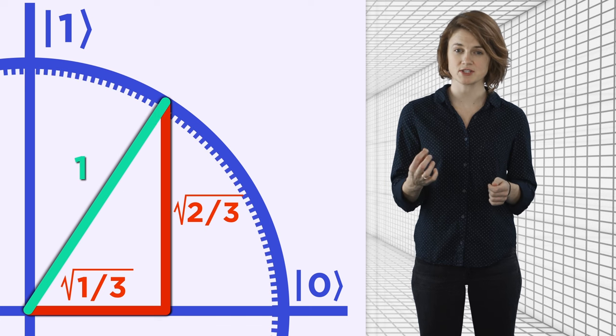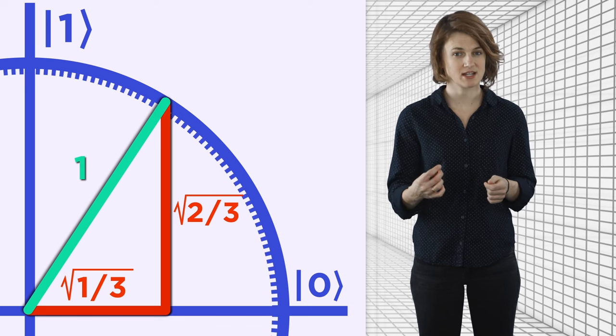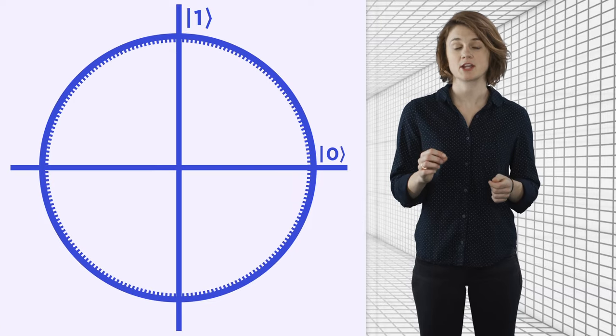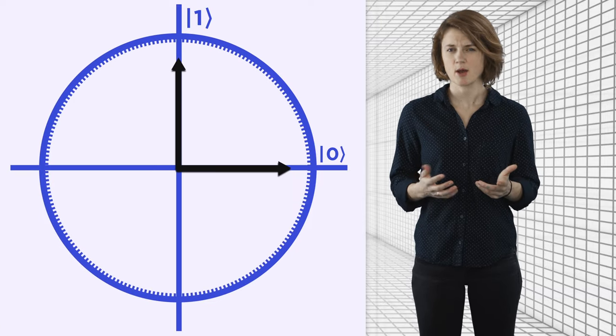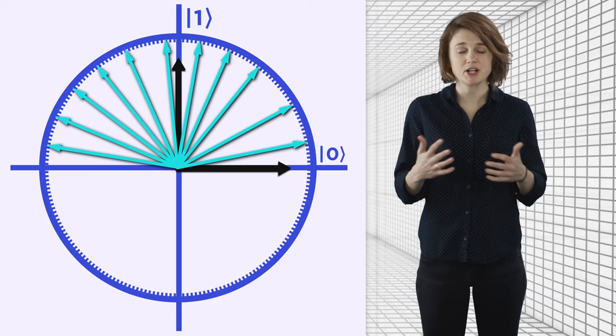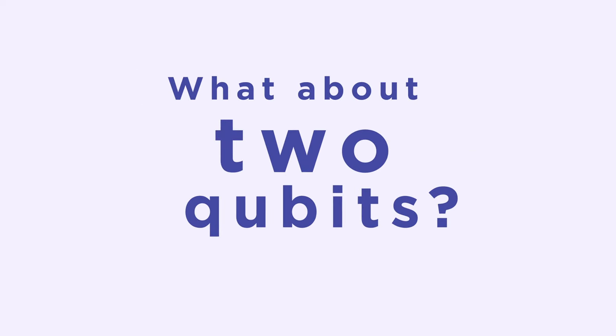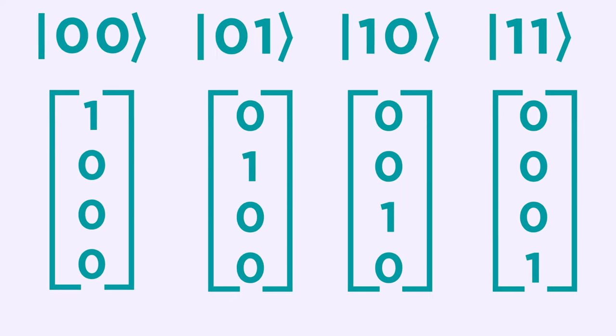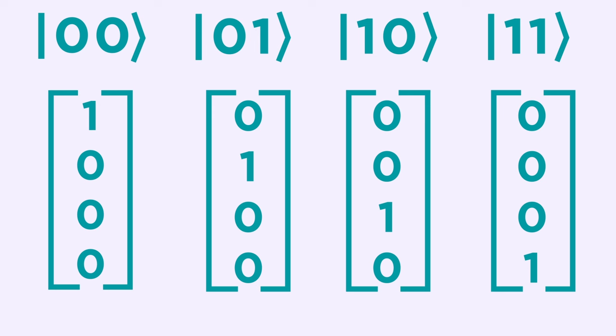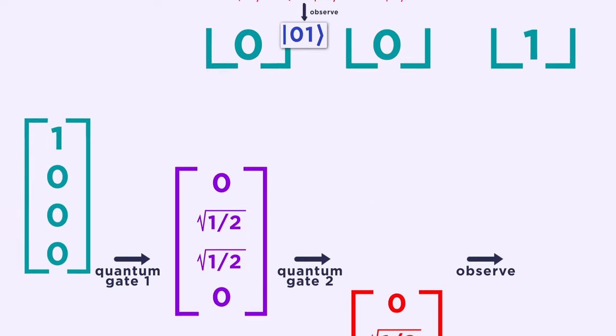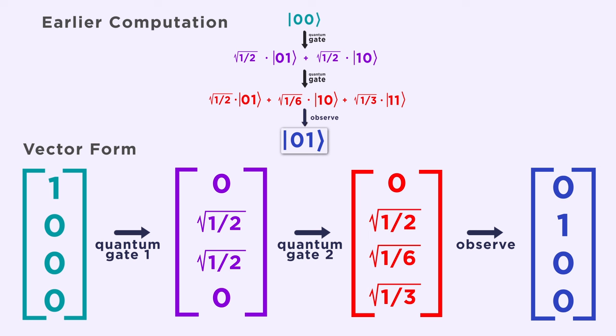Each point on the unit circle is a quantum state. A classical computer can only point up or right, but a quantum computer uses much more of the circle. What about two qubits? It takes a four-dimensional vector to represent the four possible states. Here's the earlier computation in vector form.